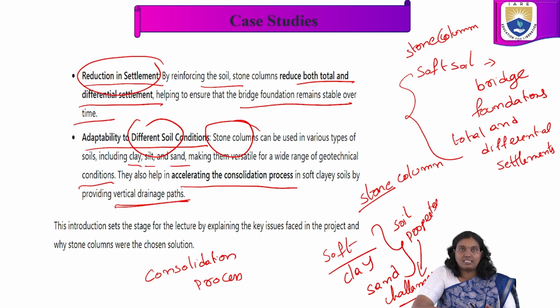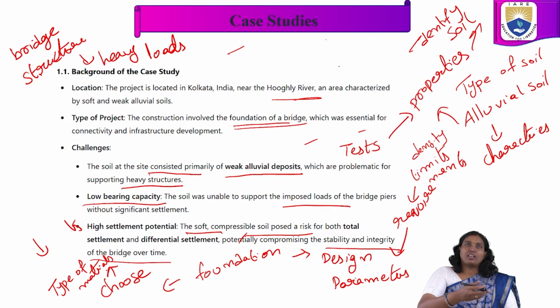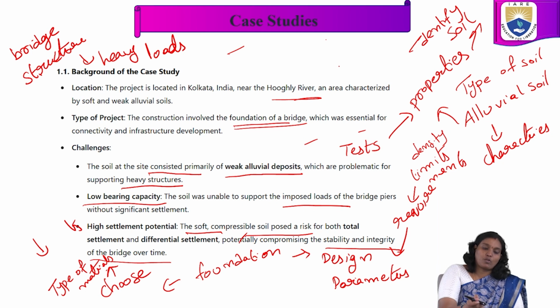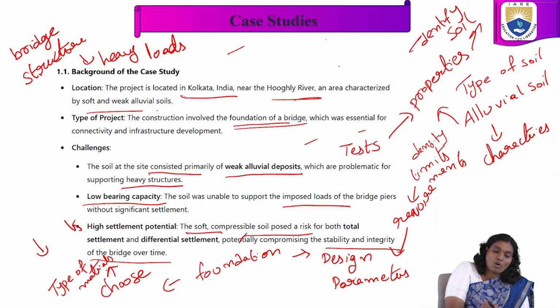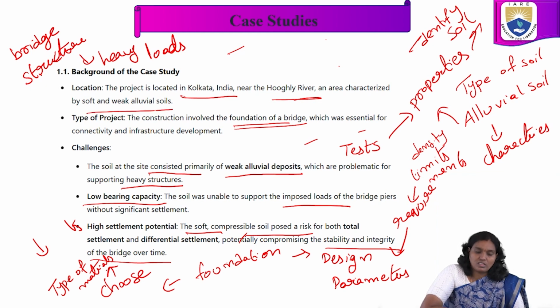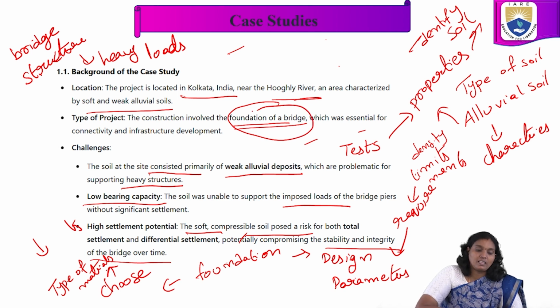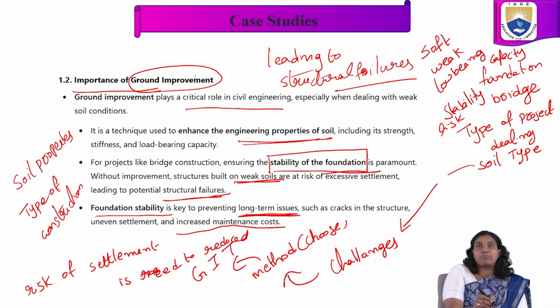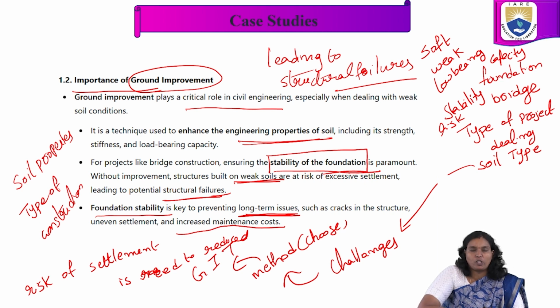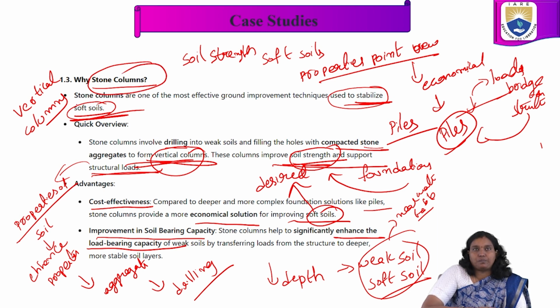So this introduction sets the stage for explaining this lecture. Here we understand the background of the case study. The project is located in Kolkata, India, near the Hubli river. The characteristic of the soil is soft and weak alluvial soil. The type of project involved is the foundation of a bridge. As per the type of soil, we are facing some challenges. According to the challenges, and why ground improvement is important from various parameter and characteristic points of view, we choose this ground improvement technique, that is, stone columns.